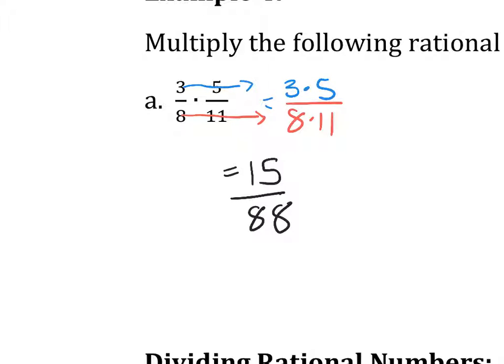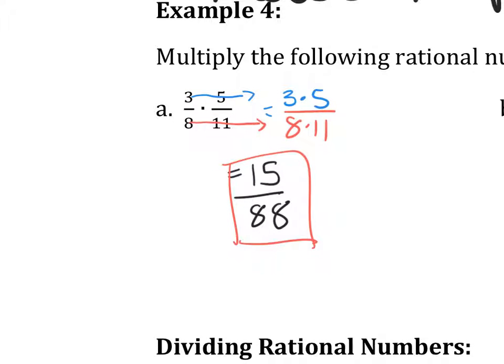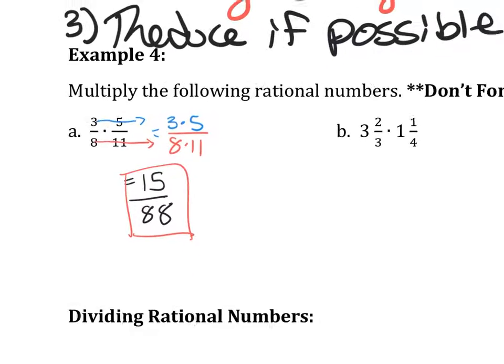So in your calculators, again, 15 divided by 88, enter, and then math, enter. And can it be reduced? Yes, no? No. So that would be your final answer. Always check. Okay, so that one's pretty straightforward because we didn't have to do any converting. Let's take a look at letter B.